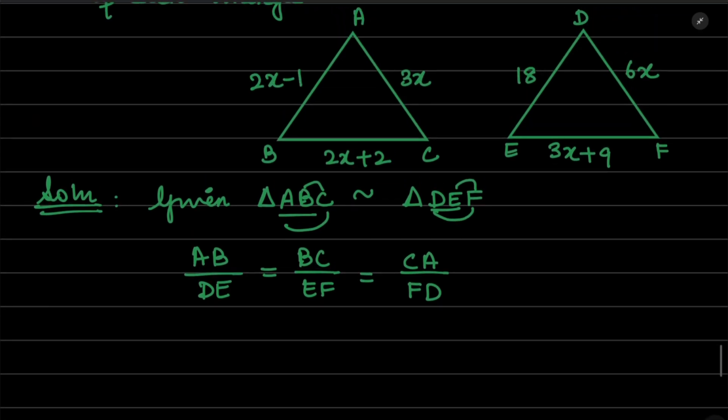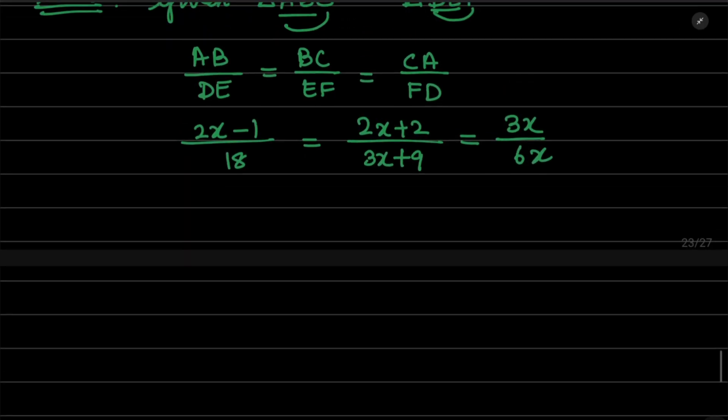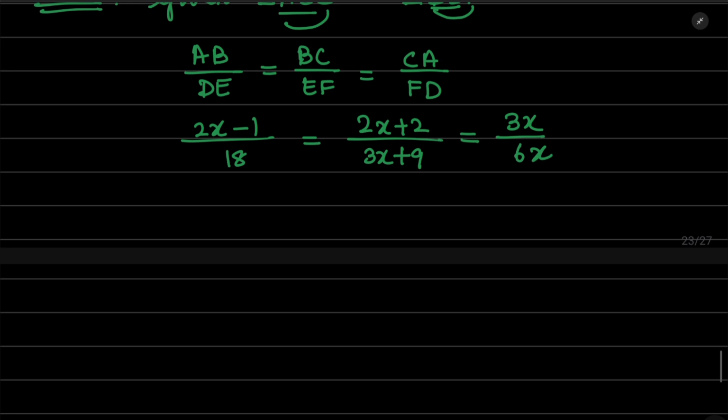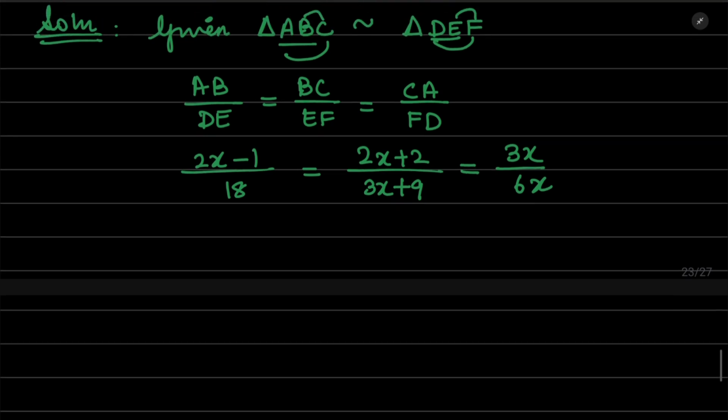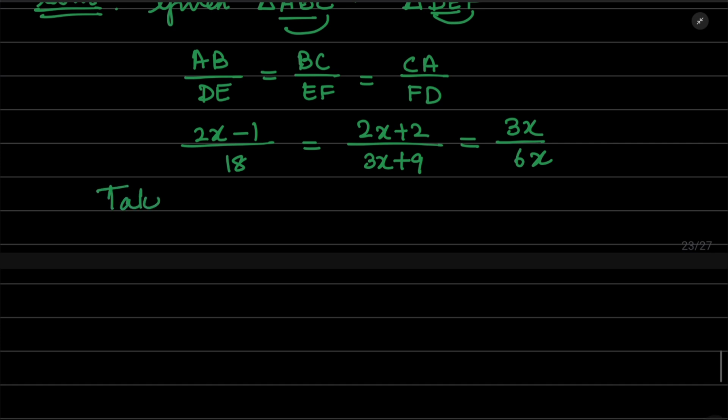What is the side AB? It is given as 2x minus 1 divided by 18, is equal to what is BC length? 2x plus 2 divided by EF, 3x plus 9, is equal to CA, which is nothing but 3x divided by 6x. Okay, now you have to solve for x. Do not take the first two fractions, take the first fraction and the last fraction so that it's easier for you.